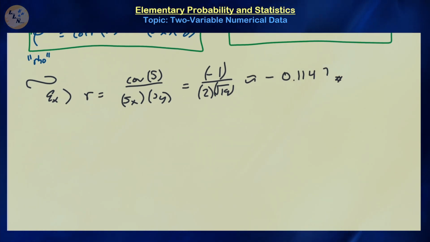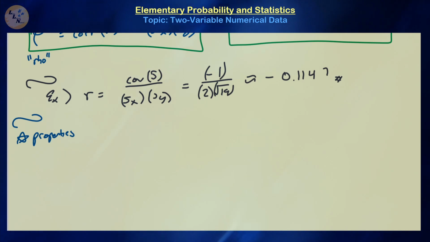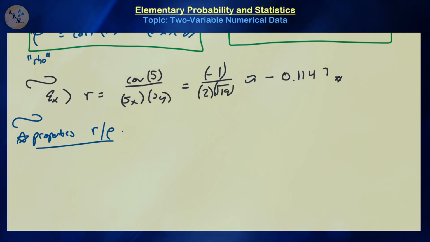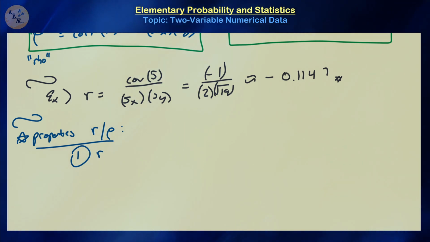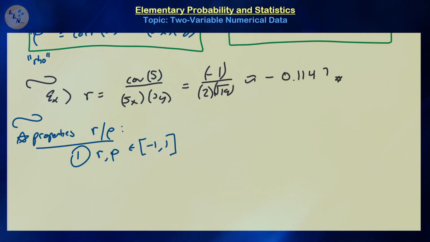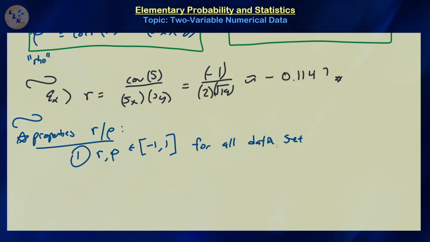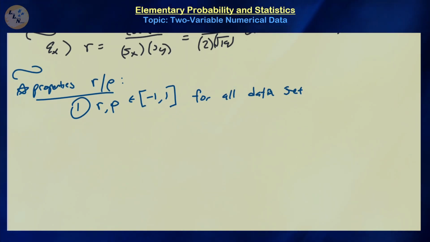Now that we have this number, I need to convince you why this metric is better than the other. So a couple properties of the correlation coefficient, R or rho, depending on what you're working with. The very first property is that the correlation coefficient always belongs to the closed interval negative 1 and 1. Therefore, it is impossible to have a correlation coefficient equal to 2, negative 1.3, negative 5 million, or anything outside of this closed and bounded interval. And this is for every data set. So if you come out to a correlation coefficient of 1.3, you've made a mistake in your calculations. That's guaranteed.